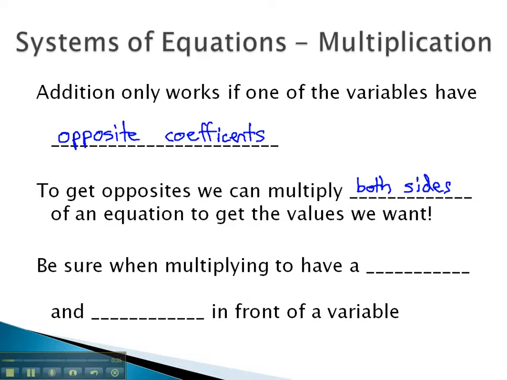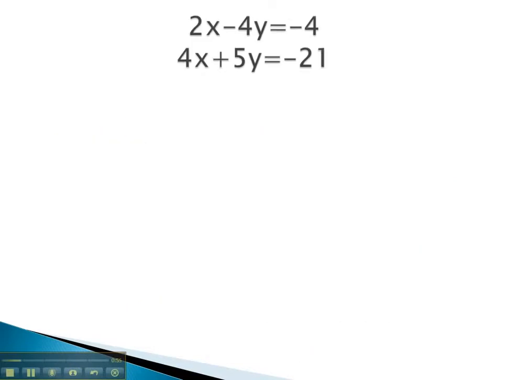As we multiply, be sure our final result will have a positive and a negative in front of one of the variables, so they subtract out to 0. For example, if I had a problem like this one, we may notice that we can quickly multiply the 2 by something to get the opposite of 4.